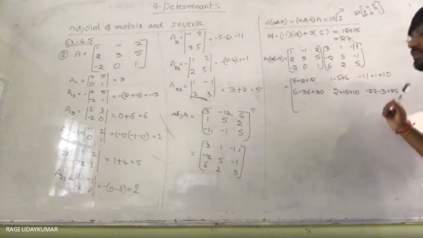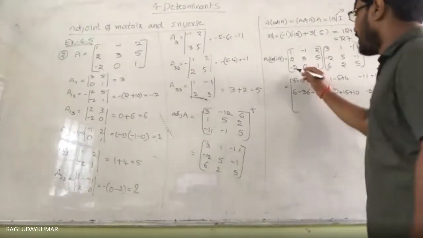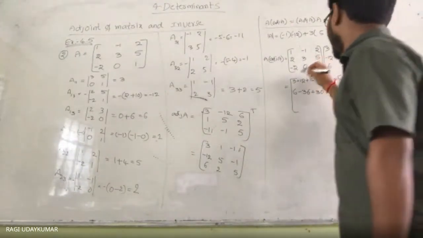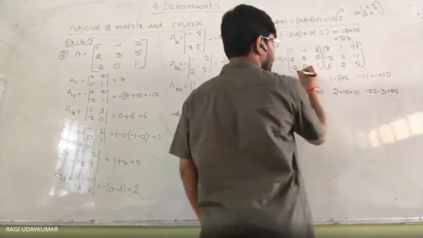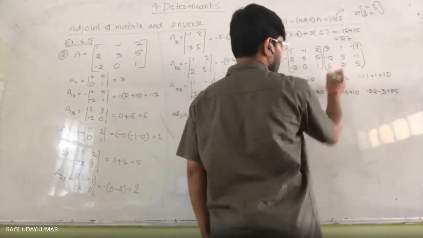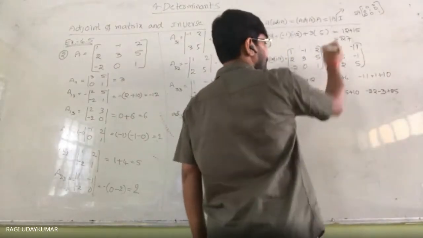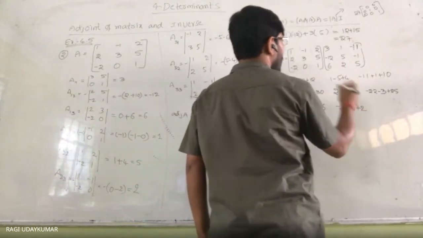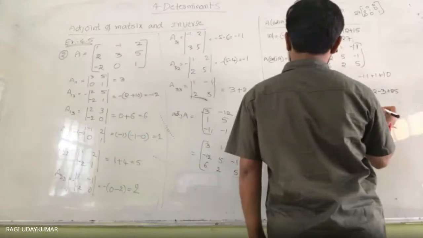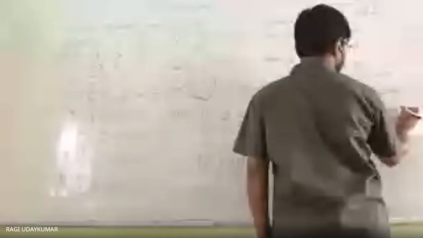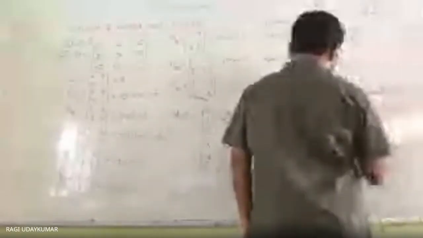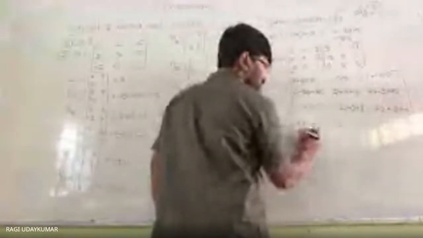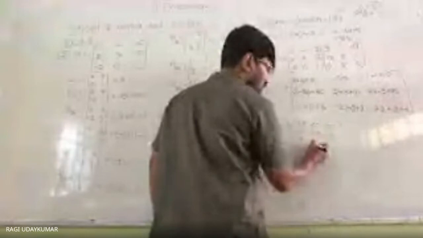So what do you get here? 0. Next again 0. This with this. So what do you get here? Minus 6 plus 0 plus 6. Minus 2 plus 0 plus 2. Plus 22 plus 0 plus 5. So we are getting the right answer. We get here 27, here 0, 0, 0, 27, 0, 0, 0, 27.